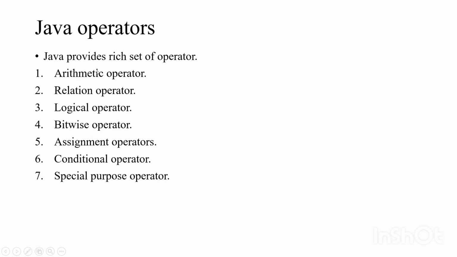So one of the main concepts in Java is Java operators. Java provides a rich set of operators, as we know, and there are different types of operators like the arithmetic operator, relational operator, logical operator, bitwise operator, assignment operator, conditional operator, and the special purpose operator. All these operators we will see one by one.